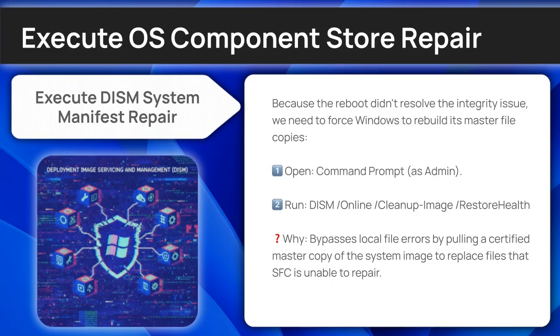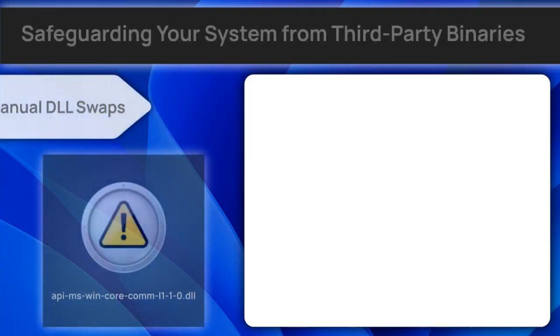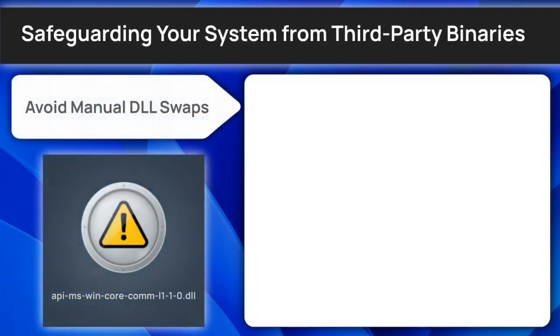Why are we doing this? Well, it bypasses local file errors by pulling a certified master copy of the system image to replace files that SFC is unable to repair. To ensure long-term stability, we should review the safety risks associated with unverified file sources.